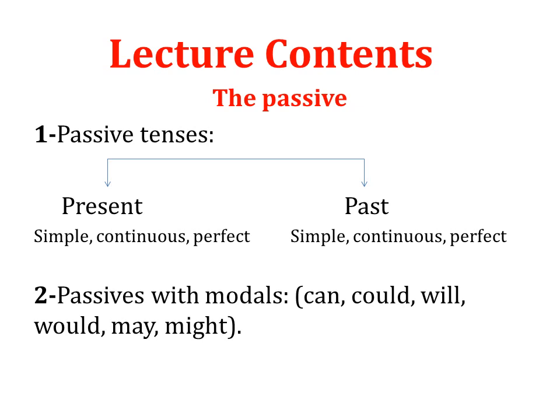We will talk about this topic from two points. Number one, passive tenses. We have present and past. The present contains simple, continuous, and perfect. Past also contains simple, continuous, and perfect. Number two, we have passives with modals like can, could, will, would, may, and might.